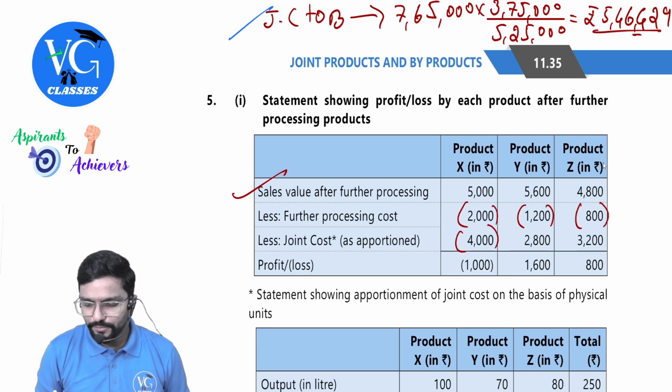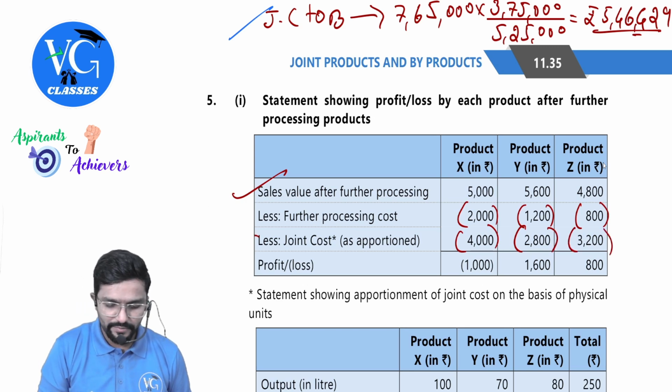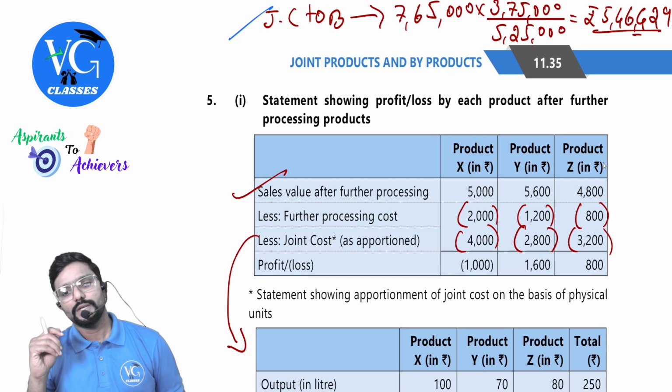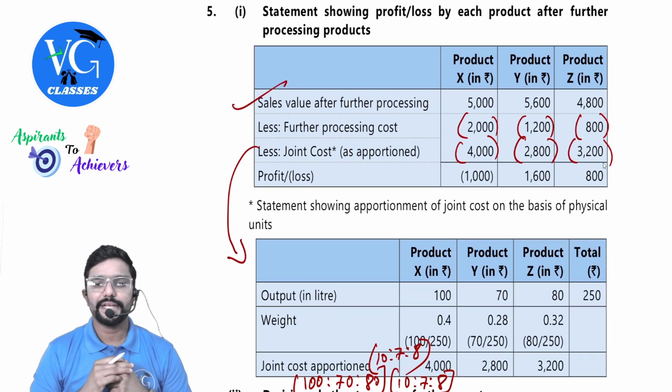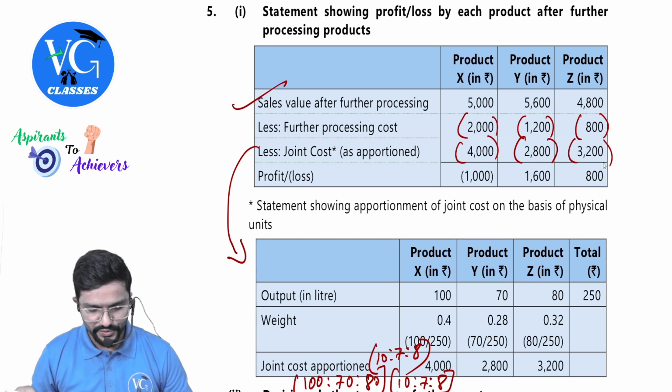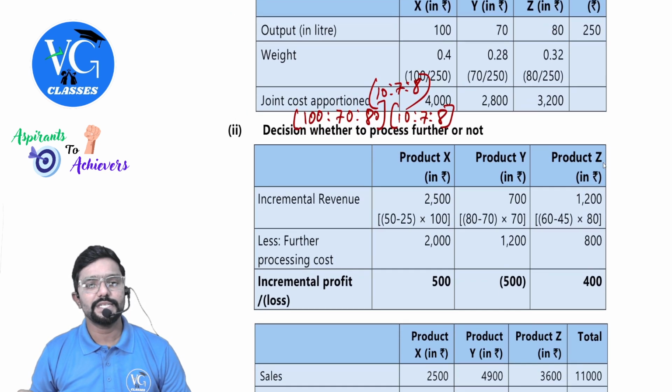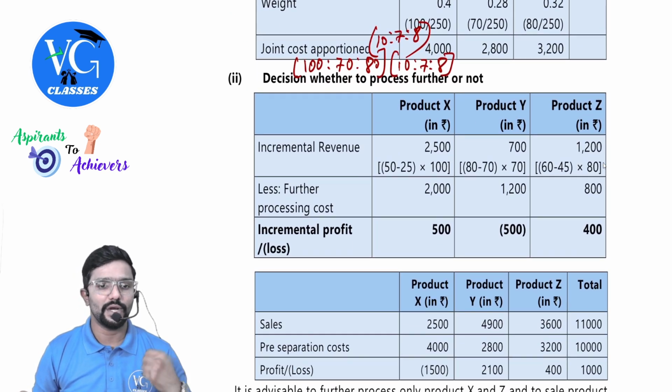Minus joint cost, which is apportioned below. Okay, whatever we have done here. So you are getting profit or loss. Product X 1000 rupees loss, on product Y 1600 profit, and product Z 800 rupees profit, guys. Okay, so now coming to the decision whether to process further or not.